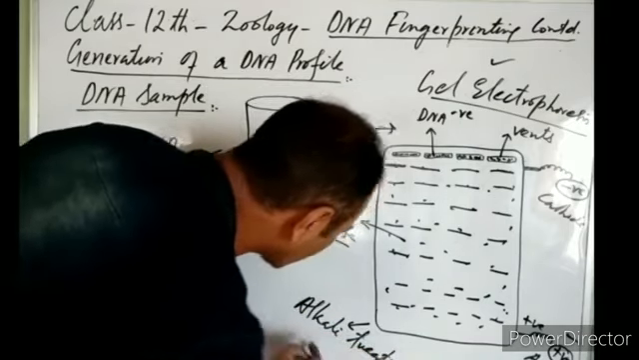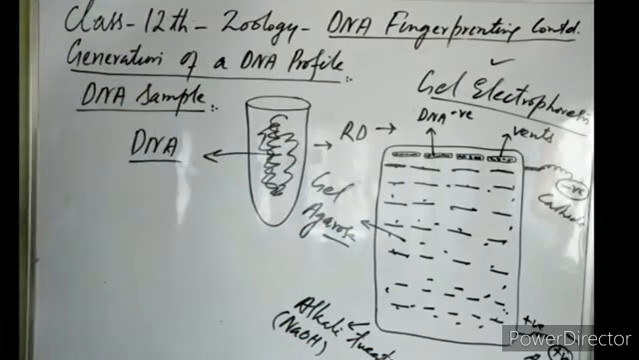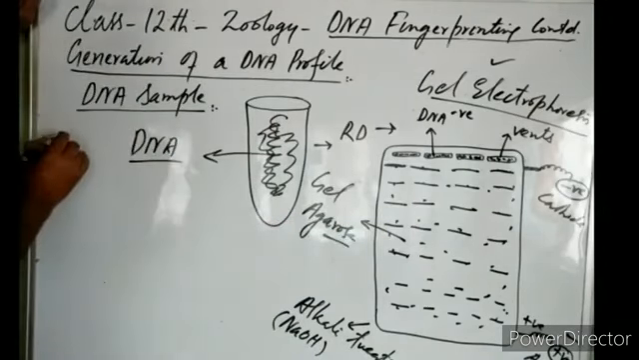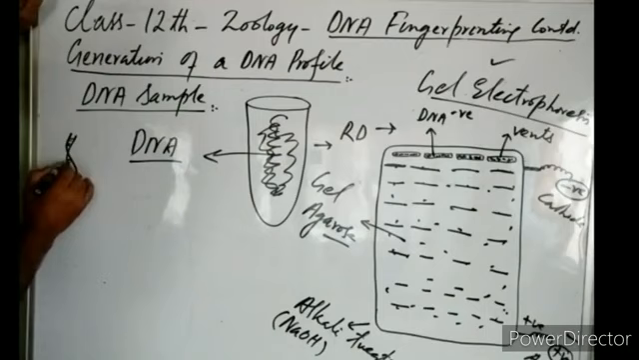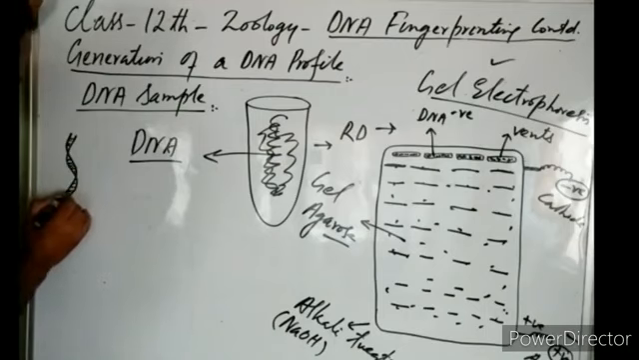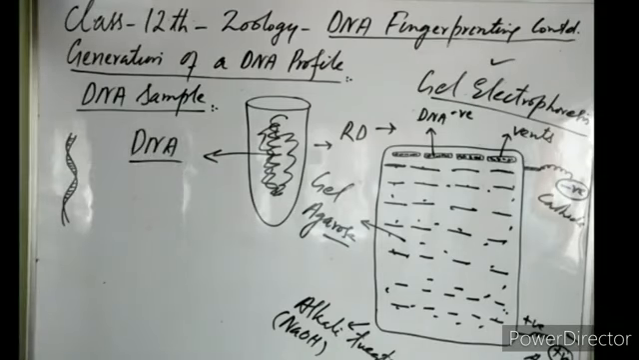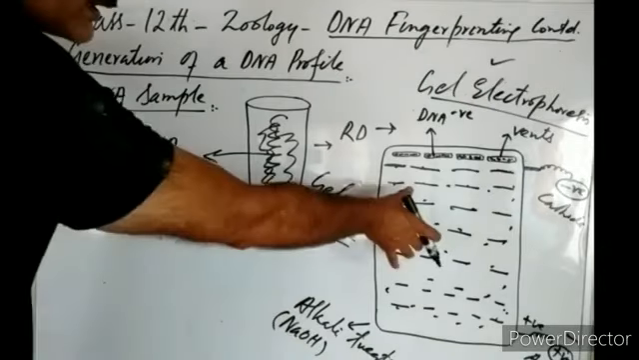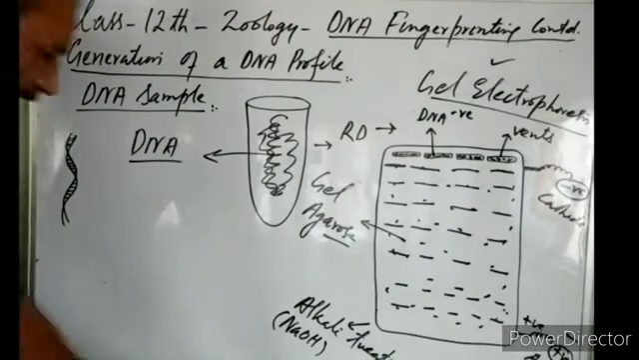They add sodium hydroxide to this tray. This alkali breaks the bonds between the two strands of the DNA. Suppose this is a DNA fragment. It has hydrogen bonds between its nitrogenous bases. When alkali is added to this DNA, this alkali breaks these hydrogen bonds between the two strands of DNA.